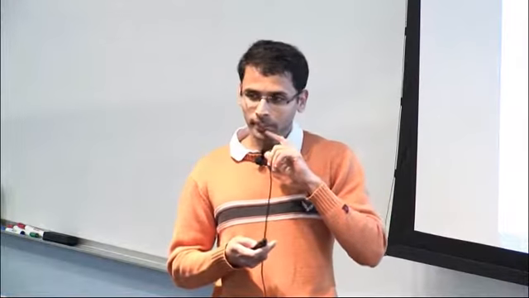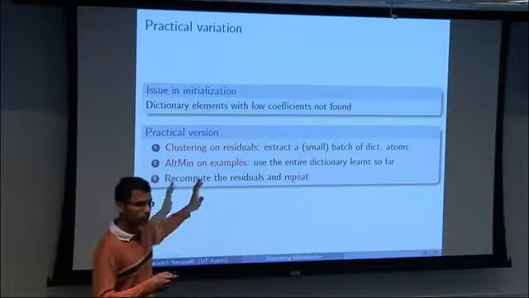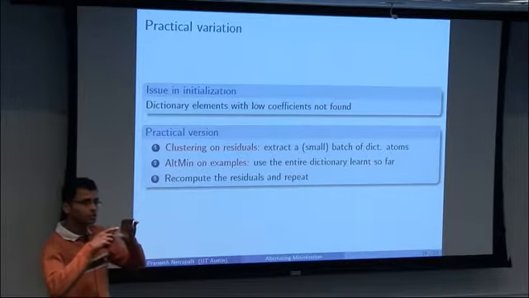So we developed a practical variant of this algorithm, including the initialization algorithm, which is as follows. Suppose we want to find 200 dictionary elements, and we use a batch size of 5. We take the examples, and in the first iteration, the residuals is the same as the examples. We do this clustering algorithm on the residuals. We get 5 dictionary elements. Instead of 200, we just get 5.